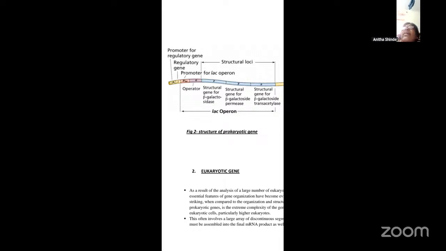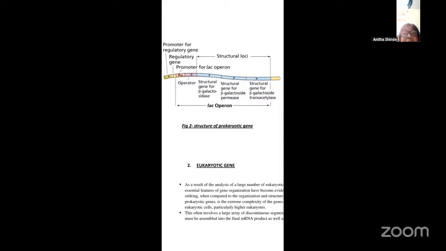So what we can say is, in the case of a prokaryotic gene, there are three types. One is called a regulator gene, the operator gene, as well as a promoter gene. Okay. Now coming to the eukaryotic gene. Now the eukaryotic gene, as you all know, is present in all eukaryotic organisms.